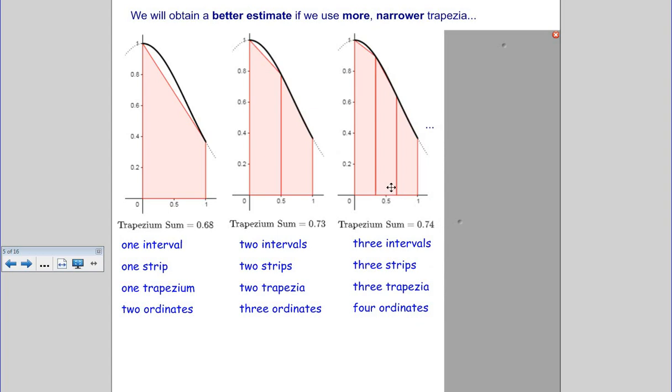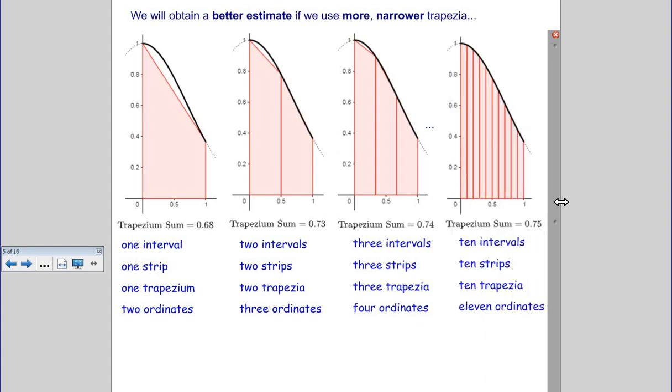When we have 3 intervals or 3 trapezia, we have 4 ordinates, 4 places where the curve touches the strips. And we can carry on. A much better one here is when we've got 10 intervals. So it's really close and I can't see with my eyes any difference between the area of the trapezia and the area between the curve and the x-axis.